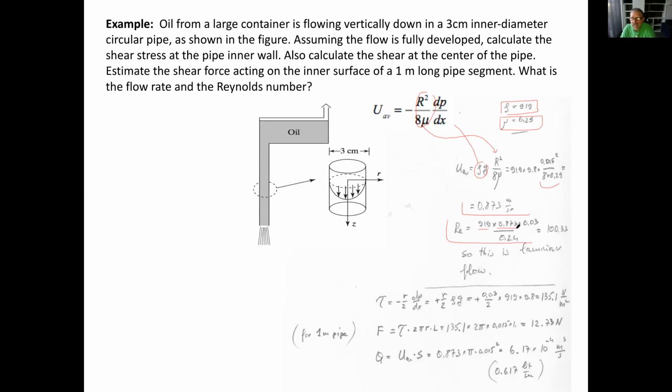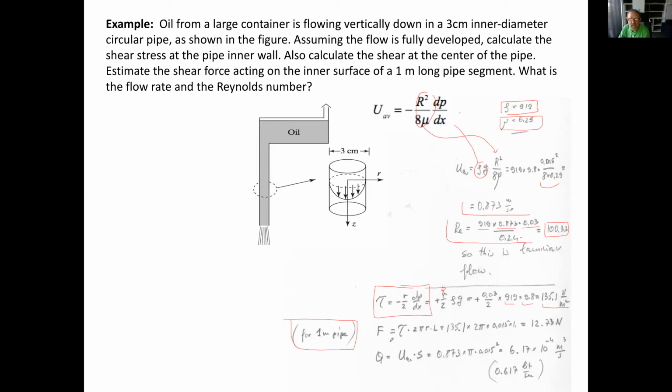So R half, and of course we're going to put here capital R. Capital R half. So it's 0.3 divided by 2, because the 3 is the diameter, so I divide by 2. And density, gravity, that's it. That's the formula. How much is the force per 1 meter pipe? How much is the force?